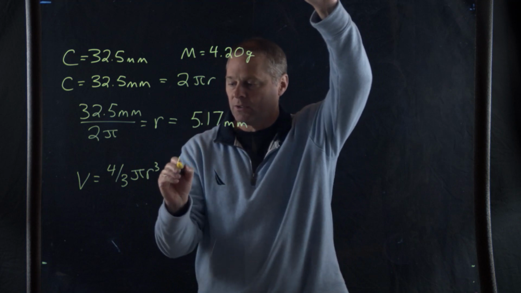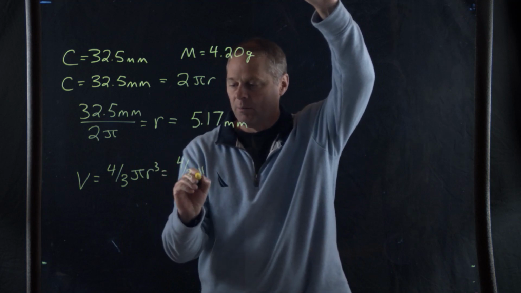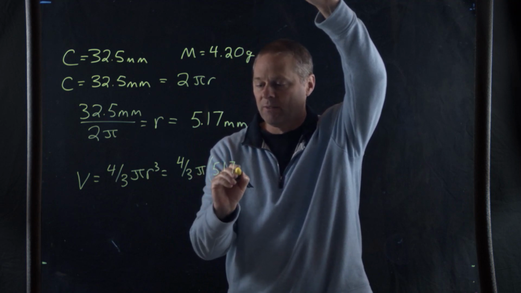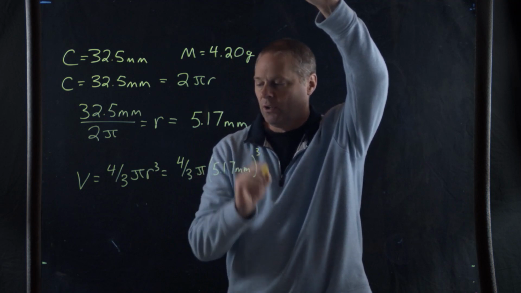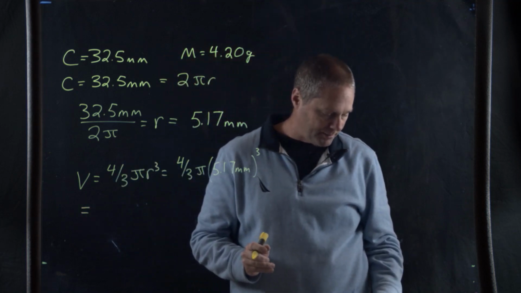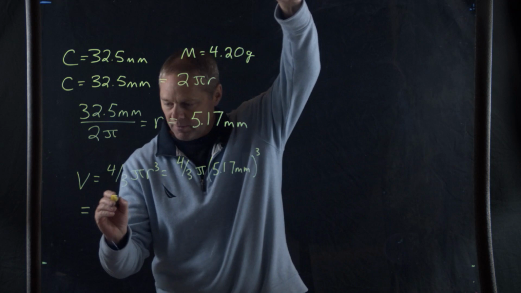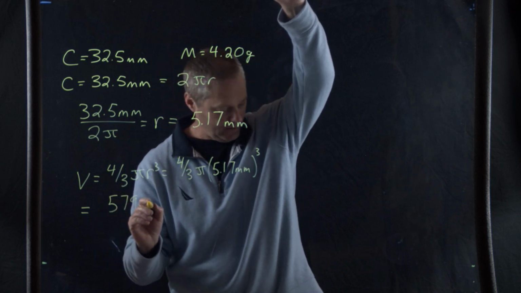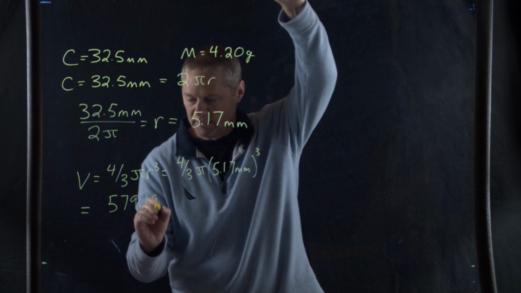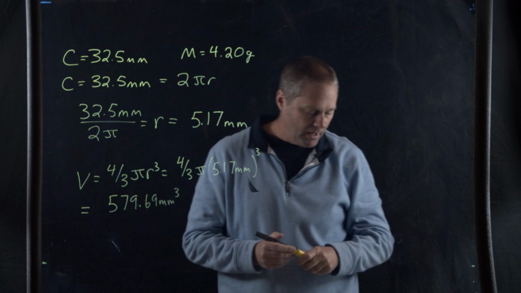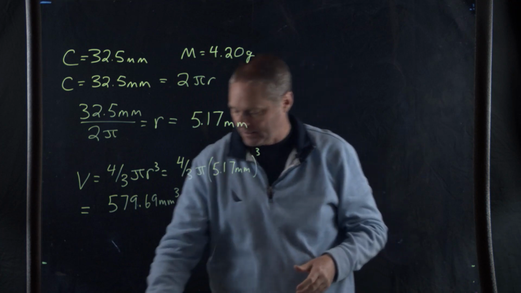Now the volume is equal to 4/3 pi r cubed, and we can substitute our r into there. So we get 4/3 pi times the radius, which is 5.17 millimeters cubed, and that's going to be equal to, so the volume of this is 579.69 millimeters cubed.